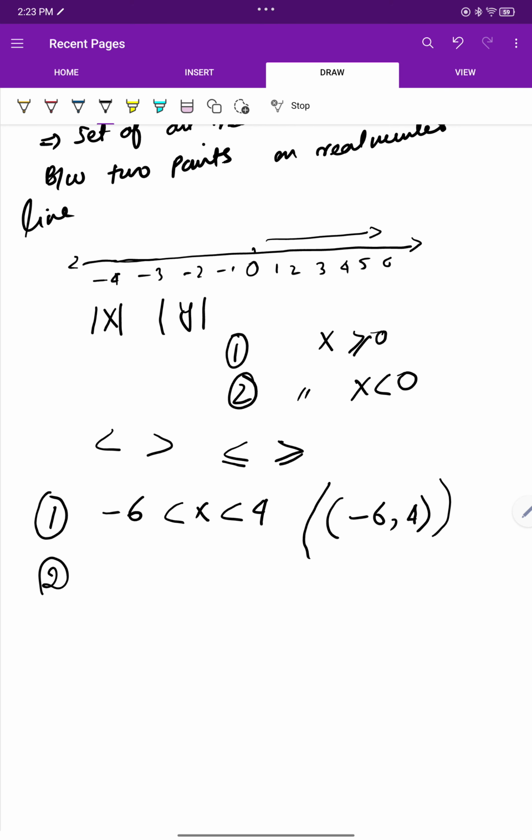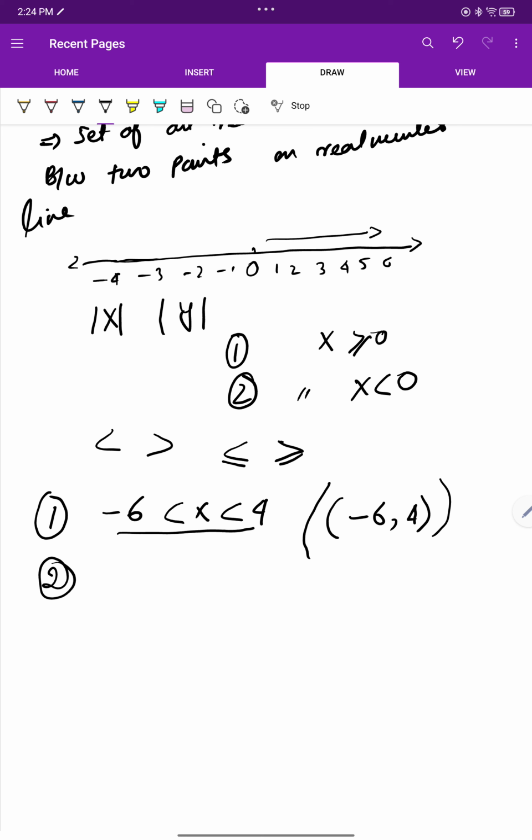The second one, usually in mathematics, but some we use it, but you can use only this one. -6 is not included. You're gonna start from -5, -4, -3, -2, -1, 0, 1, 2, 3. You're not gonna include 4. So this is your limit. It's a limit interval.